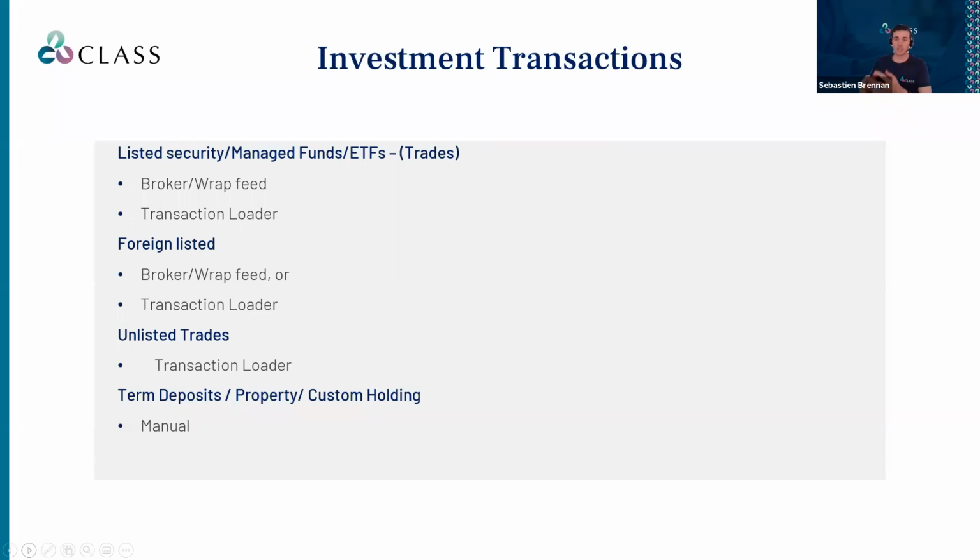So foreign, same sort of thing here, except that you're probably going to find less of our broker feeds are supporting foreign transactions. So you're going to be pushed towards using that transaction loader. Just remember to have the market exchange code, which you can enter into the loader if you're going to use that for foreign transactions. Unlisted trades, obviously you need to use the transaction loader, and the manual transactions are going to be things like your term deposits, your property acquisitions, and any custom holding transactions. So these are your investment transactions.